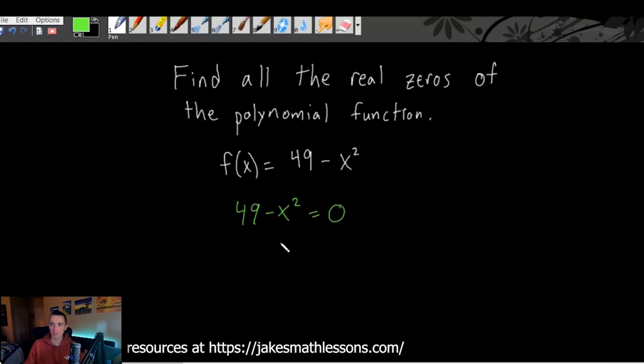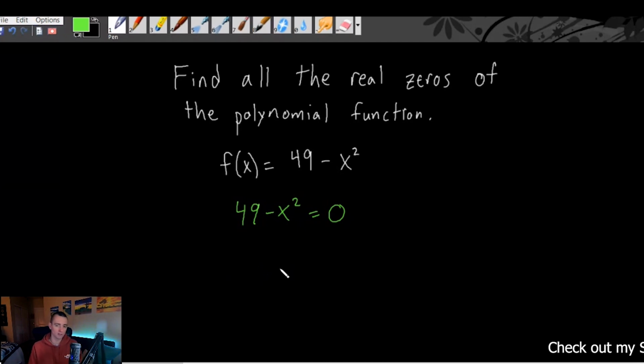And whatever x values solve this equation, when you set it equal to 0, that would be a 0 of the function or a 0 of the equation. So this is really all you're doing with any of these finding the zeros of a polynomial. You just set the polynomial equal to 0 and solve for x. That's really all it is.